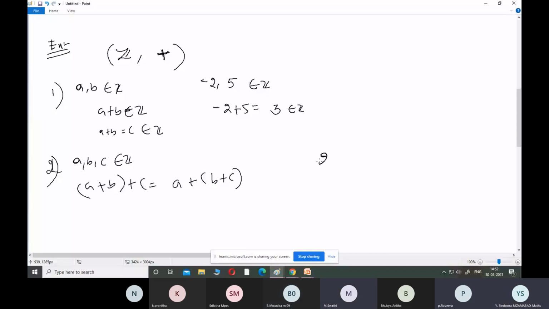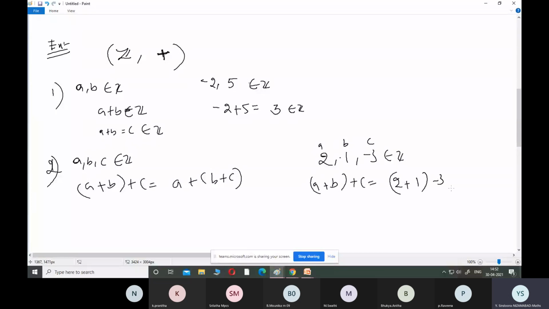1, -3, 1 and -3. Okay, belonging to Z I am taking. So these are elements of Z. Let me take this one as some a and this as b and this as c. Now first I'm calculating a + b + c, which is equal to 2 + 1 - 3, which is nothing but 3 - 3, which is equal to 0.